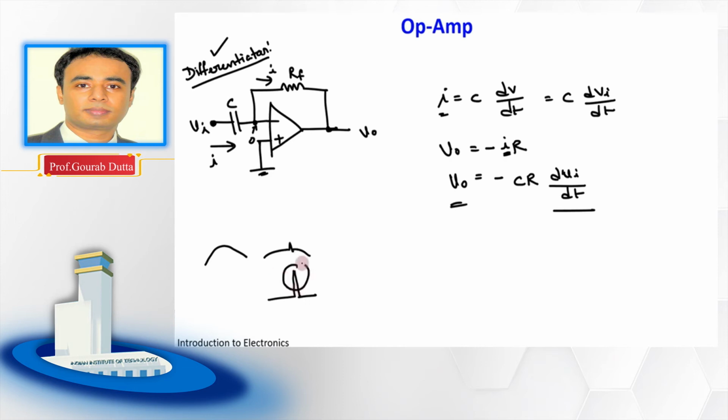And the issue of getting a spike at this output voltage, due to the presence of this noise, can be mitigated by placing one resistor in series with the capacitor before you apply the input voltage here, like this. So this differentiator part is clear to you?